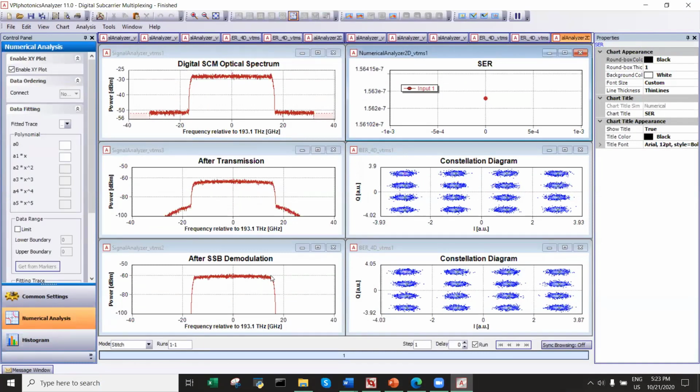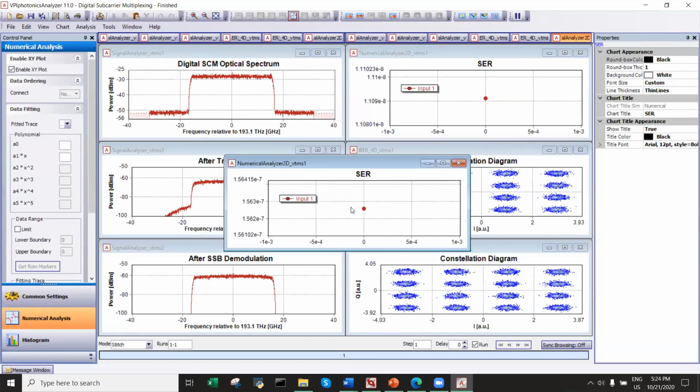You can see here in the electrical spectrum, we have a total 32 gigabaud signal and the corresponding symbol error rate. But now you can see that it is more degraded. That means that even though the data rate is the same as before, the symbol error rate is actually worse. This is because nonlinear distortions are more severe in this case.